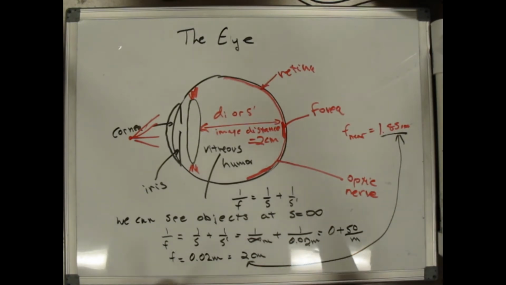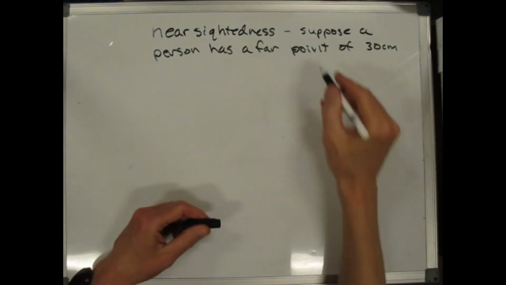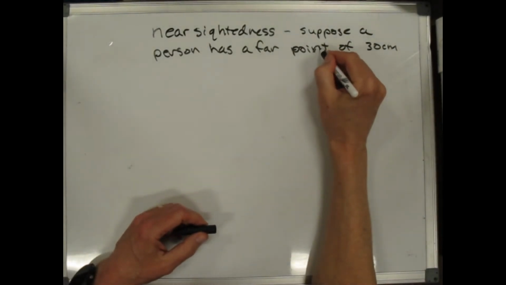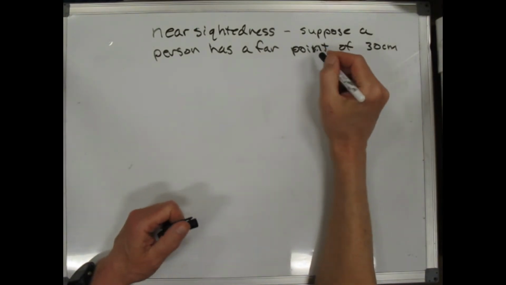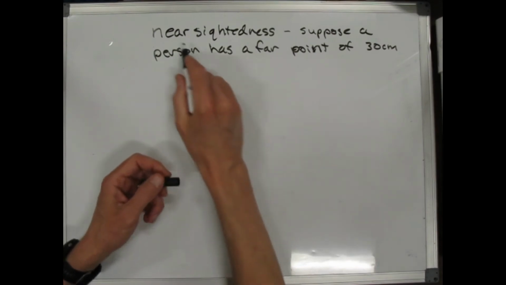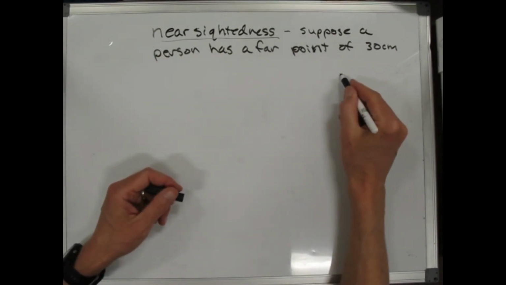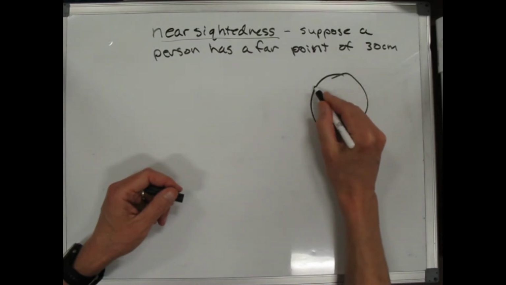That's a little bit about the eye. So we're going to do problems with the eye issues, right? One of them is nearsightedness. A person who's nearsighted, so let me draw an eye over here somehow, right?